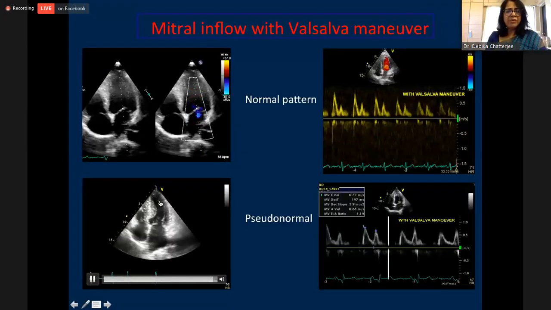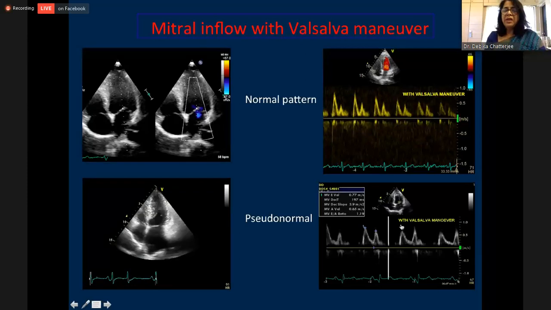But look at this patient. This is a case of hypertrophic cardiomyopathy with obstruction in the mid cavity with an enlarged LA, and I get a pattern where E is more than A. So to differentiate, I ask the patient to do the Valsalva. As he does, it reduces the preload, and look at the pattern now. It has gone back to the impaired relaxation pattern where E is less than the A wave.